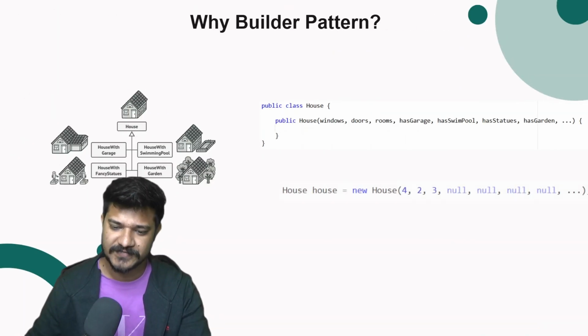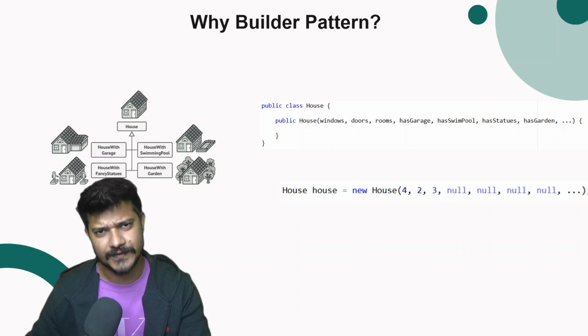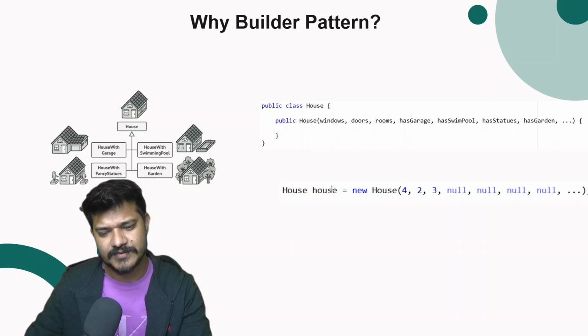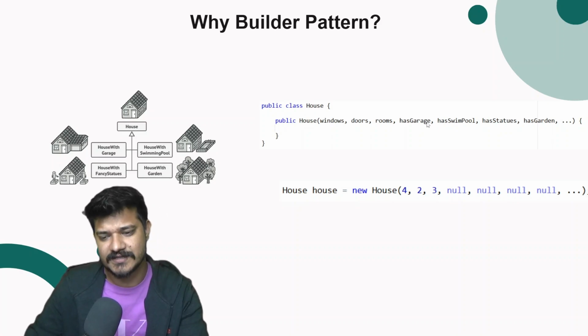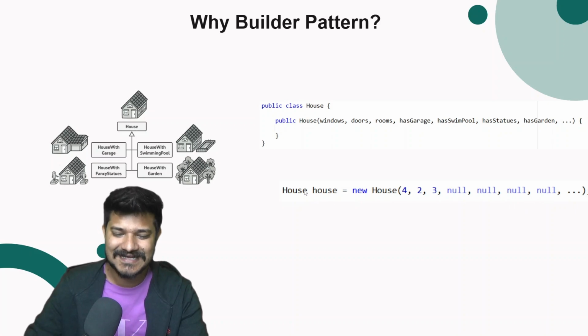But if we do that, you see, the code doesn't look very good. If I'm trying to create a simple house object where I don't want anything like garage, swimming pools, statues, or any other things, this is how the construction would look. For the rest of the values, I need to pass null. Clearly, this doesn't look good.